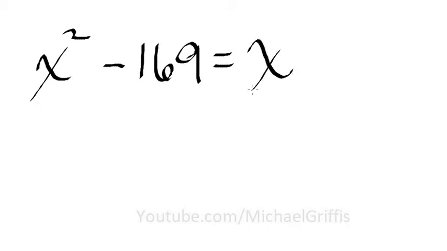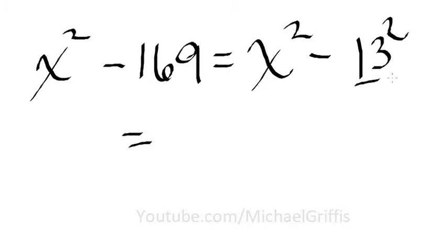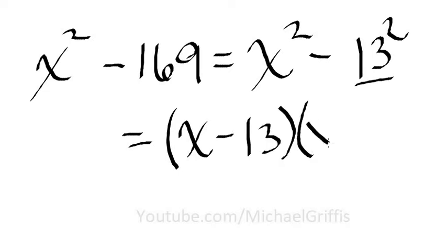x squared minus 169. Can you think of a number that you multiply by itself and you get 169? x squared minus 13 squared. So once we know this number, then it's easy to write: x minus 13 times x plus 13.